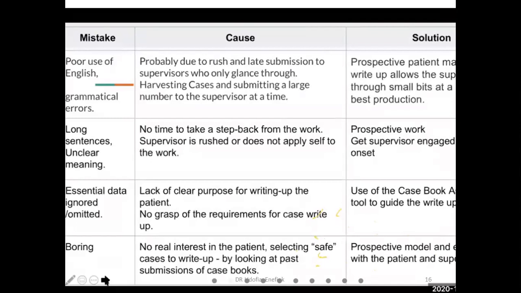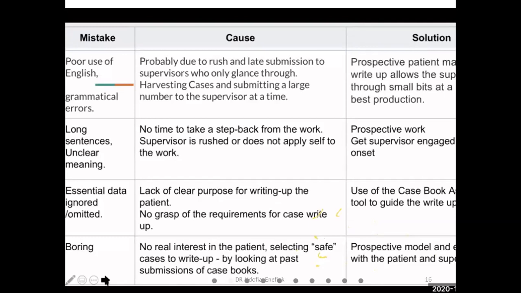So the solution should be that as you write each case, you give it to the supervisor to look at, because when he corrects one, you can use that to guide the others. But when you submit so many with poor use of English and grammatical errors, it can be very discouraging by the time the supervisor looks through and cancels so many things. So go batch by batch. Also, they use long sentences and unclear meanings. Most of this happens because there's no time for you to really step back and work.